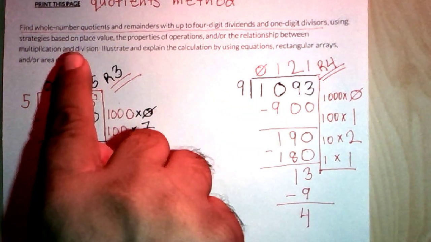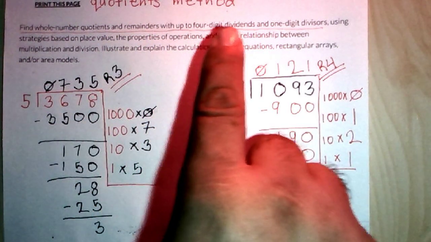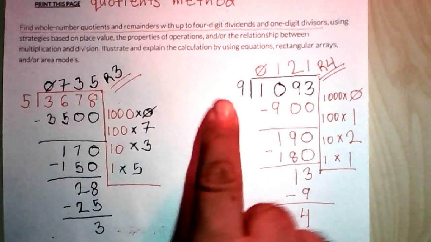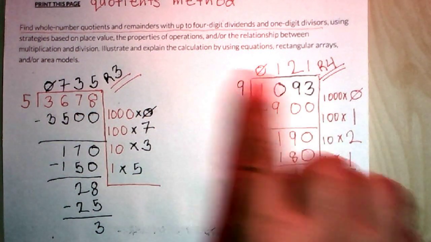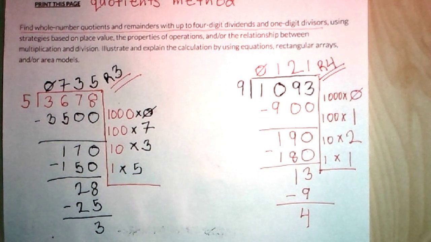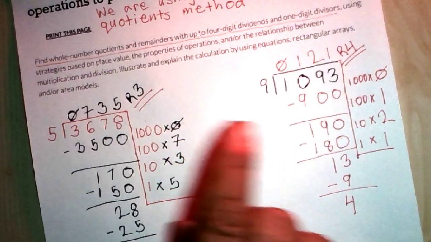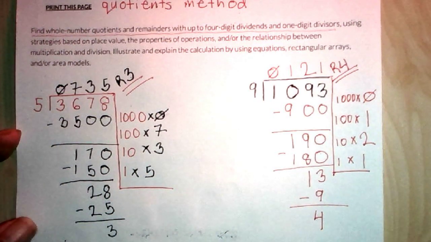It tells you in the standard: whole number quotients and remainders with up to 4-digit dividends and 1-digit divisors. So 4th grade math does not get harder than this when it comes to division. Later on we're going to do decimal division and fractions, but that's a different unit. When it comes to regular arithmetic, this is as hard as it gets for 4th grade.